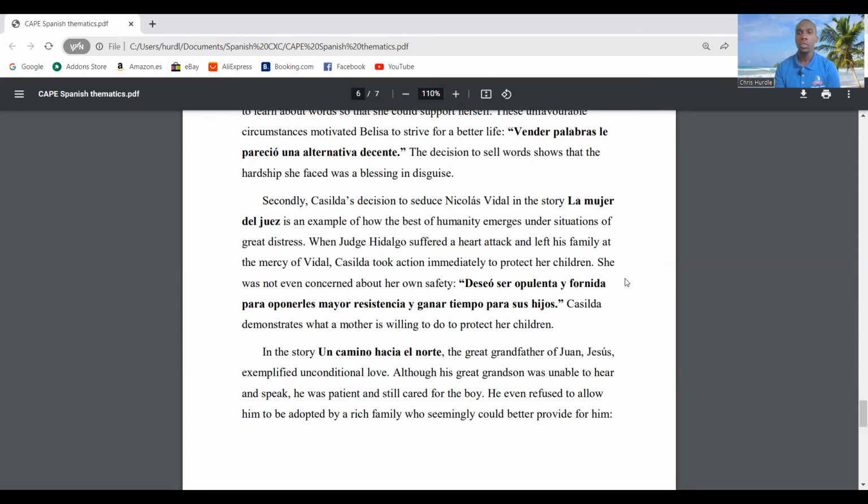Okay. So the quote that I use here would illustrate the sacrifice that the mother was willing to make. She basically gave herself, she was willing to sacrifice her life. So when Nicolas Vidal's army came for the judge who had already died, she would basically give herself to them so that her children would be safe, right? So that's what that quote illustrates: the sacrifice that the mother was willing to make.